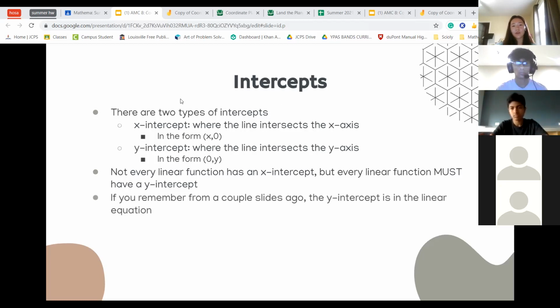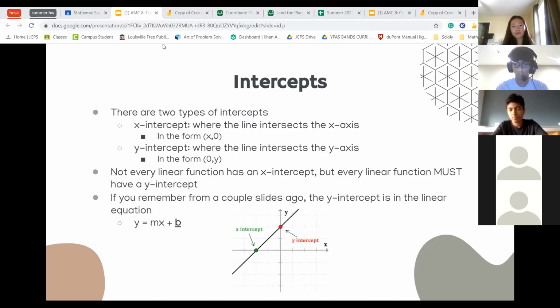And if you remember from a couple slides ago, the one with the forms of the equations, the y-intercept is in the linear equation. This is the first one you guys looked at: y equals mx plus b. b is the y-intercept here.